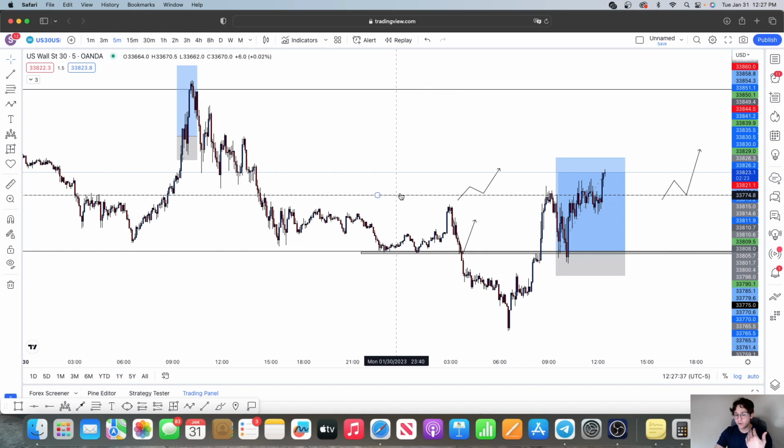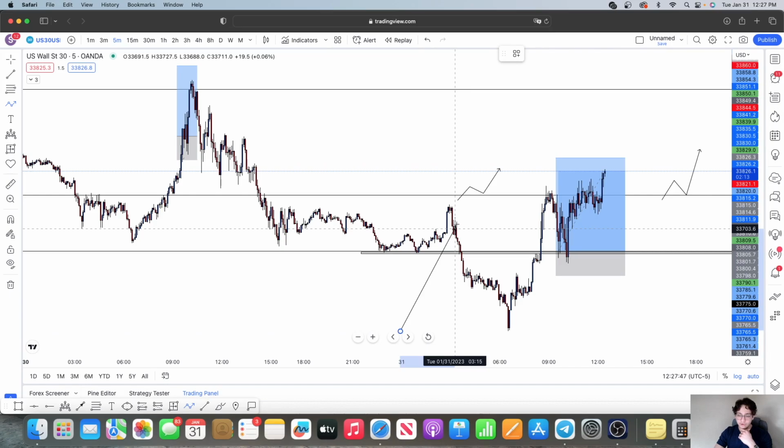Or if price can simply start breaking above my first area of interest, which is 33,775, if price can start breaking above and maintain above, then I'll be looking to enter a long position, right? But then notice over here how price started breaking under, right? So price started breaking under this area.